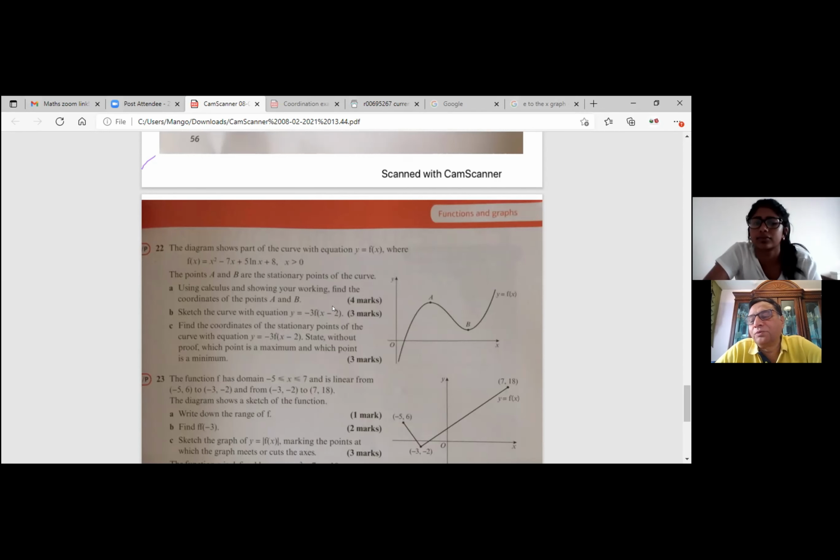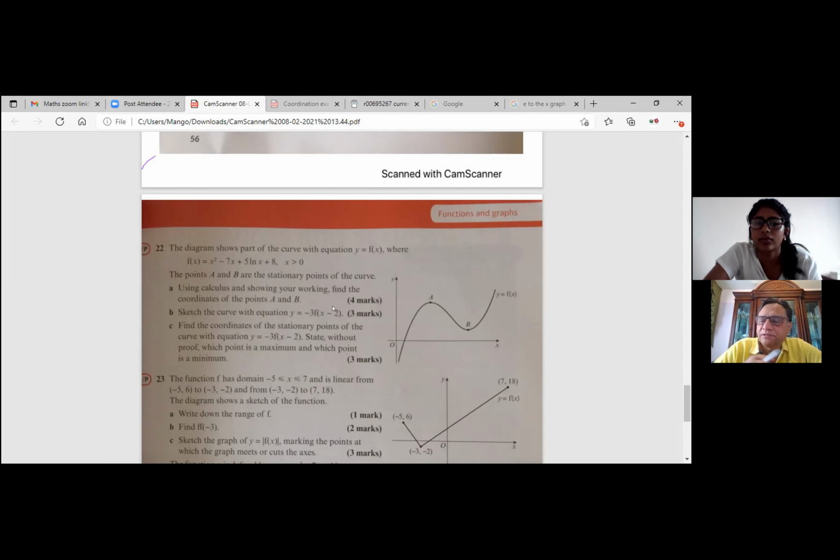Correct, using calculus. So it is kind of an advanced question at this stage. We will be doing calculus later, right? But calculus is finding derivatives. So basically, you'll find the derivative, dy/dx, and equate it to zero, right? When you equate the derivative to zero, then you get your answer, correct?